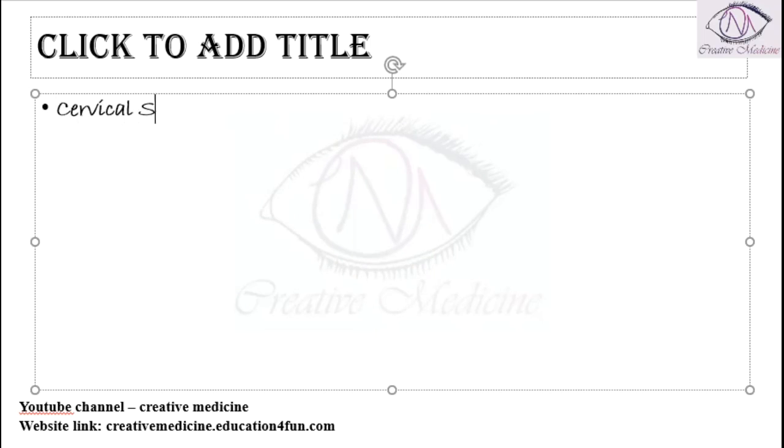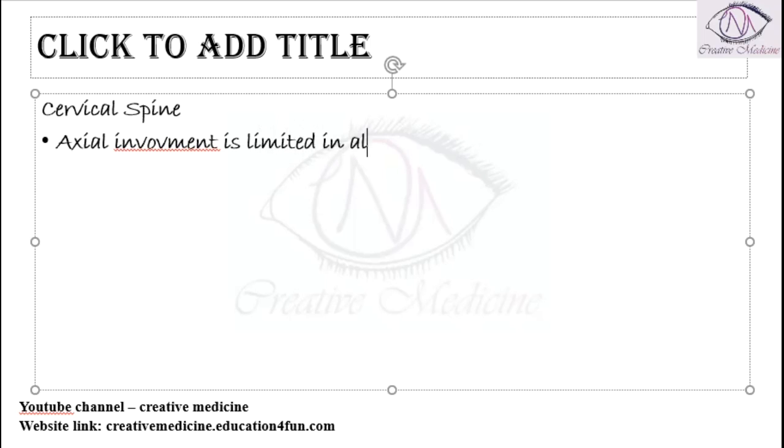Next, the cervical spine. In the cervical spine, we see that the axial involvement is limited to the atlantoaxial joint. In the atlantoaxial joint, the axial involvement of the cervical spine is limited.